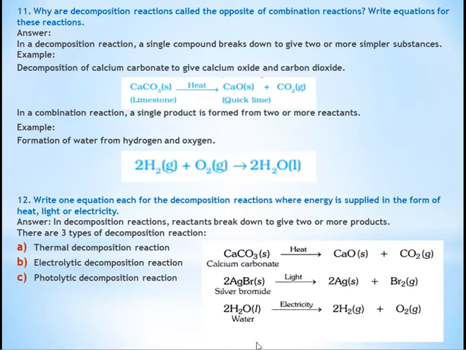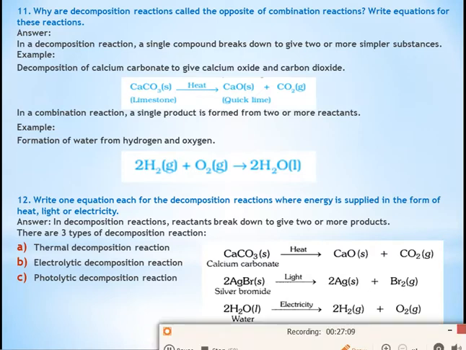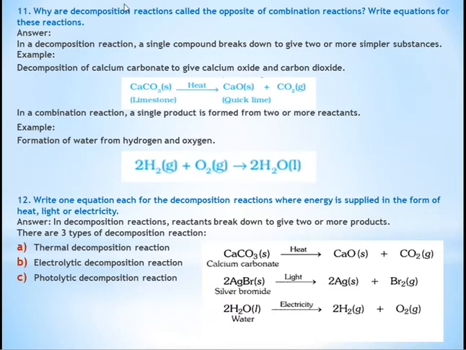Now let's take up question number 11. Why are decomposition reactions called the opposite of combination reactions? Write the equation for this reaction. In this question they are asking why a decomposition reaction is called the opposite of a combination reaction. Decomposition means a single reactant breaks down to give two or more products. But in a combination reaction, two reactants combine to give a single product. So they are just opposite to each other. We will write the definition of both terms, along with one example.